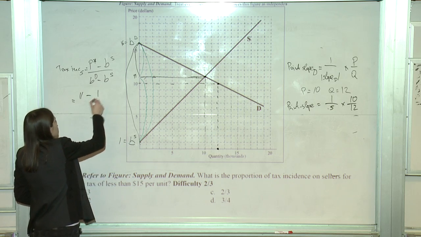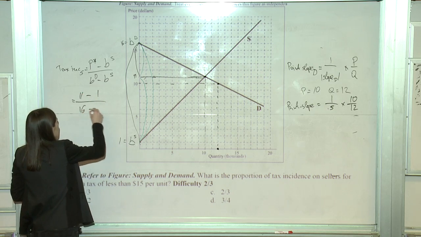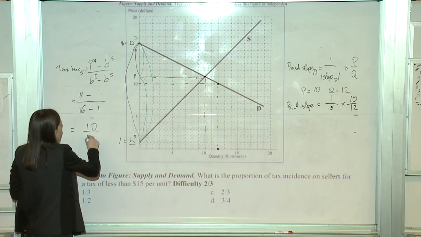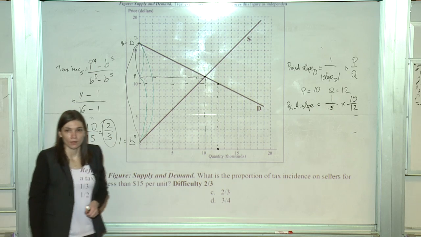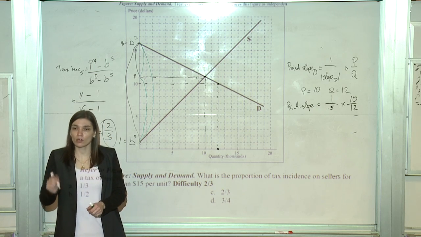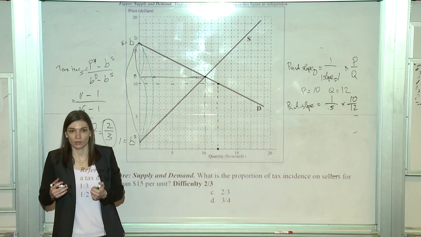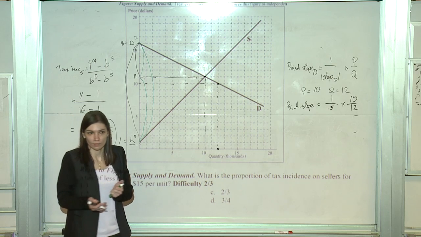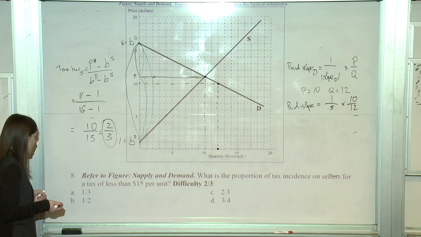The supply intercept is 1, and then the demand intercept is 16 minus 1. So it's 10 over 15, or 2 over 3. So for sellers, they're always going to bear 2/3 of the tax burden, and buyers are always going to bear 1/3 of the tax burden. Okay? Which one is that? That will be C.